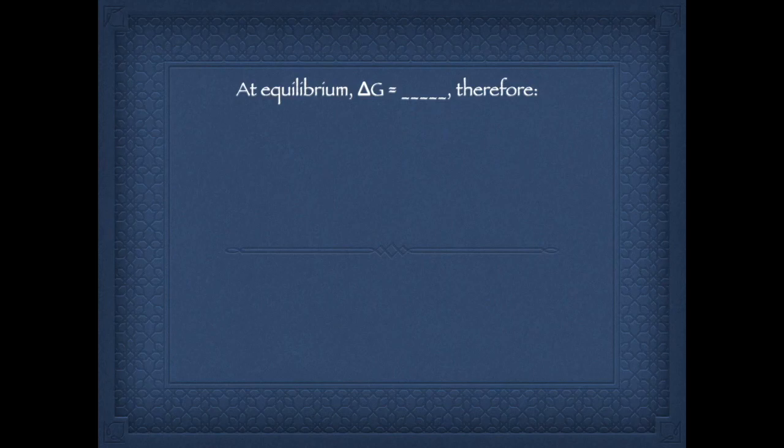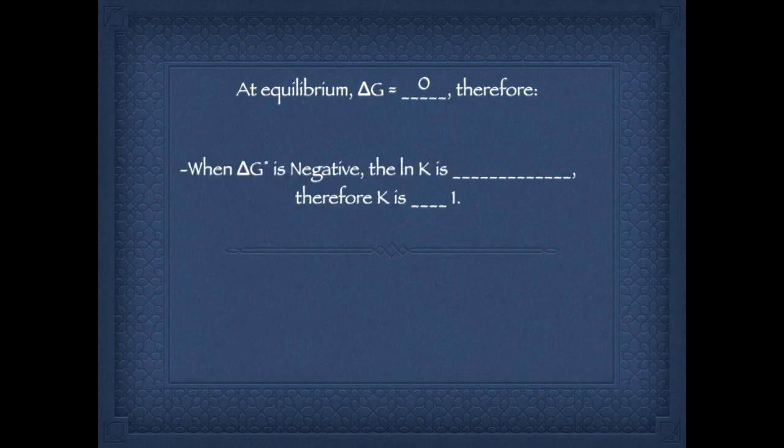Now, just as a review, when I'm at equilibrium, my free energy change equals 0. Therefore, when my delta G is negative, based on the equation we just used, that tells me that my natural log of K must be positive, okay? And to get ln of K to be positive, your K, your equilibrium constant, must be greater than 1.